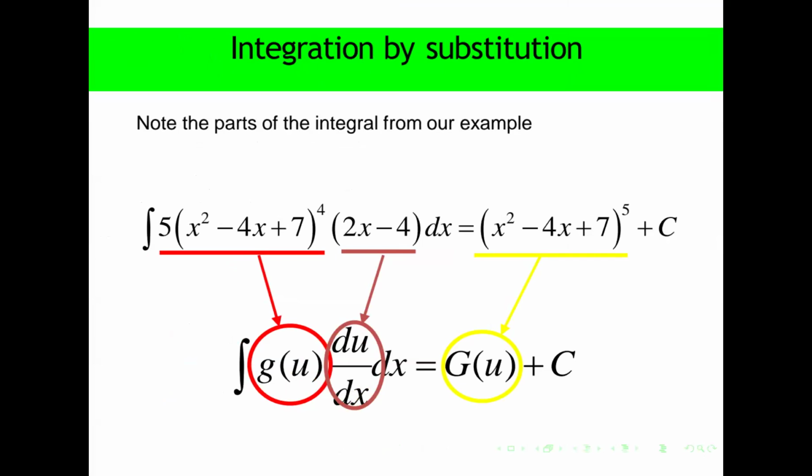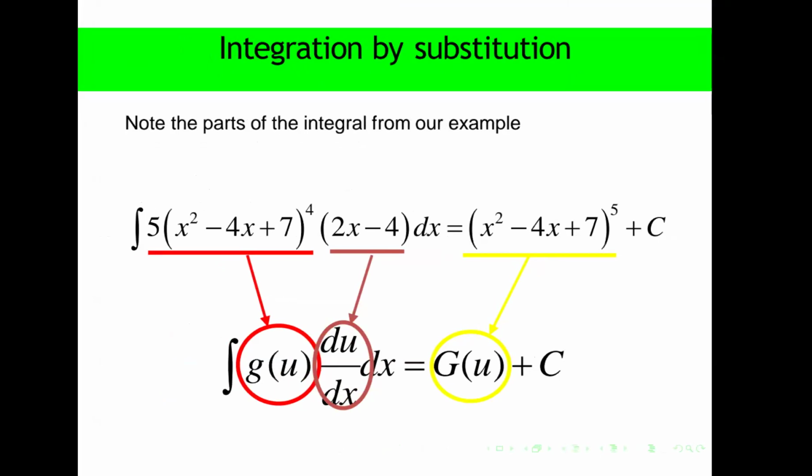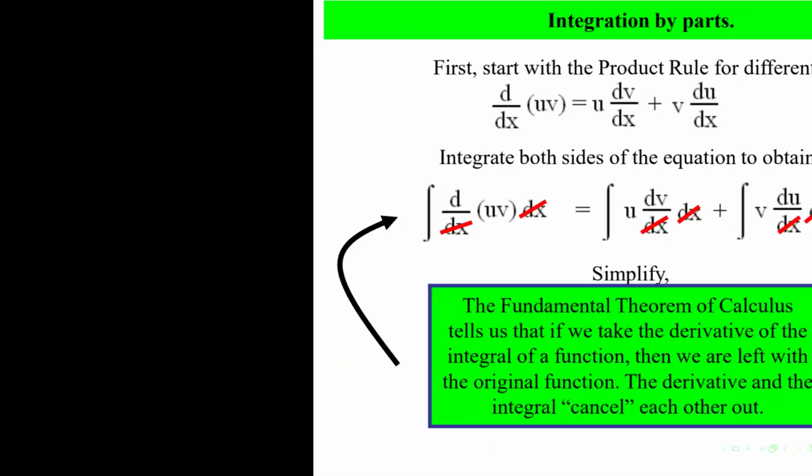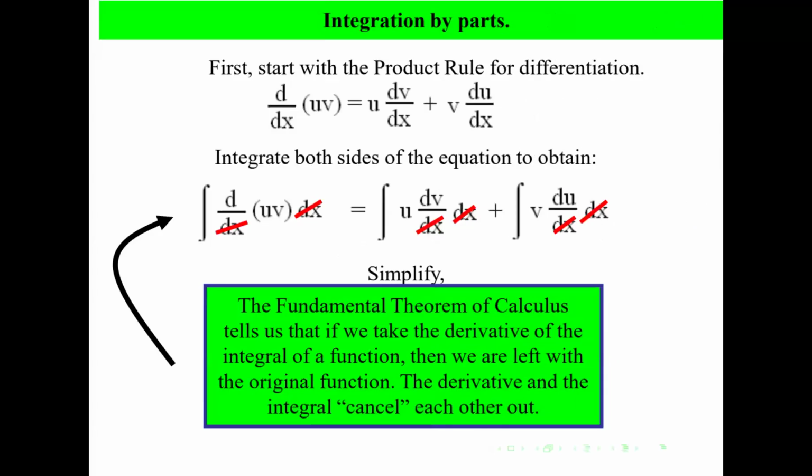Yeah, so basically, it's just that difference. Now, integration by substitution is actually a very useful method to solve integral calculus, right? When you're using U substitution, it's basically doing the reverse of the chain rule.